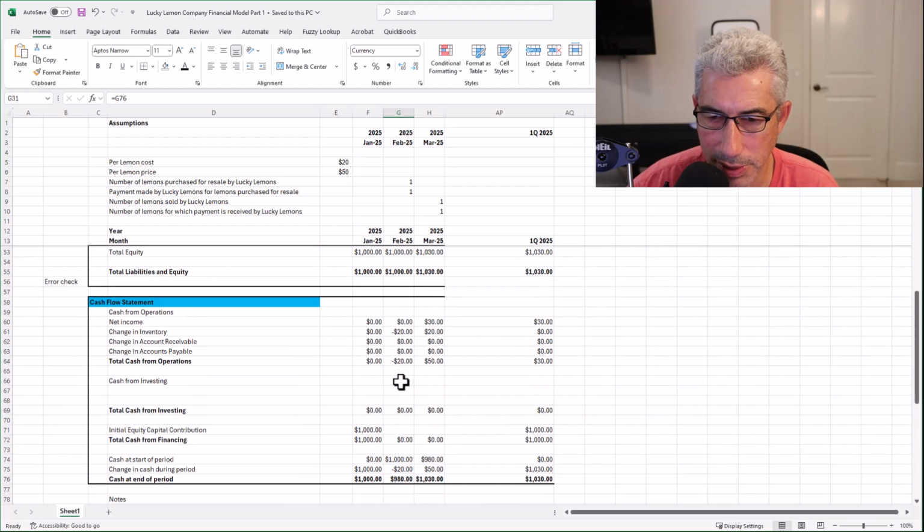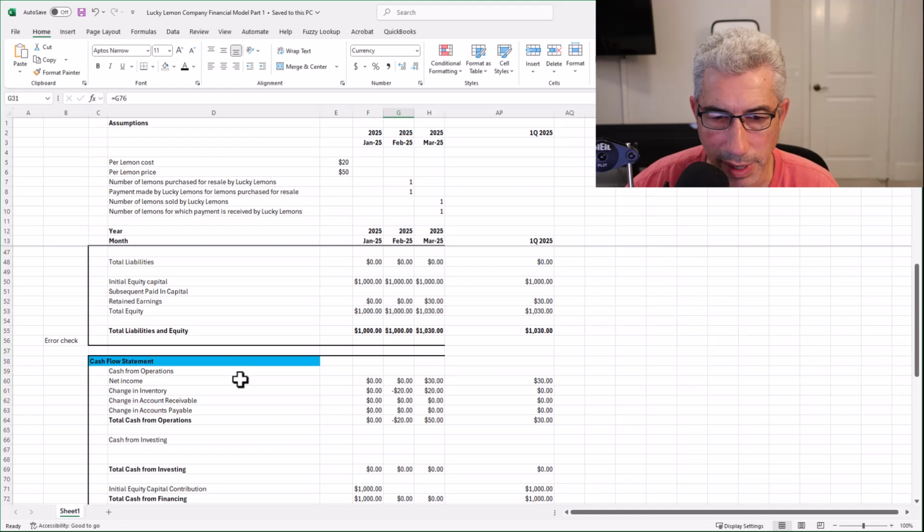If we go down to the cash flow statement, we have change in inventory minus $20. So what that means is when inventory increases by $20 in the balance sheet, the impact of that on the cash flow statement is that cash goes down by $20. That kind of makes sense, right? If your inventory goes up by $20, meaning you've purchased a lemon for $20, then that equals a reduction in cash of $20, and that's what that represents here, minus $20.